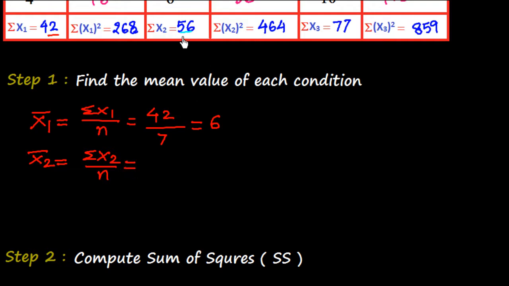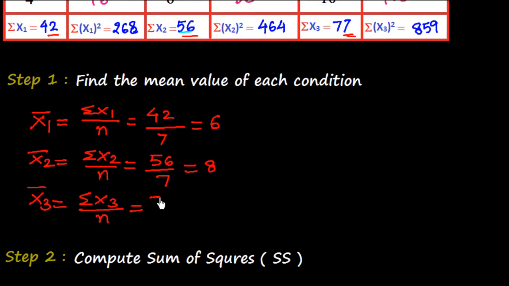Summation of x2 is 56. We have 56 over 7, which is 8. And x3 bar, which is summation of x3 over n. Summation of x3 is 77, divided by 7, which is 11. So we have got the mean values of all the groups here: 6, 8 and 11.